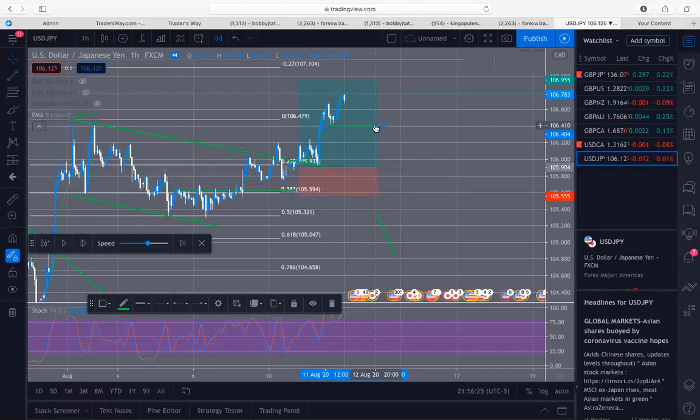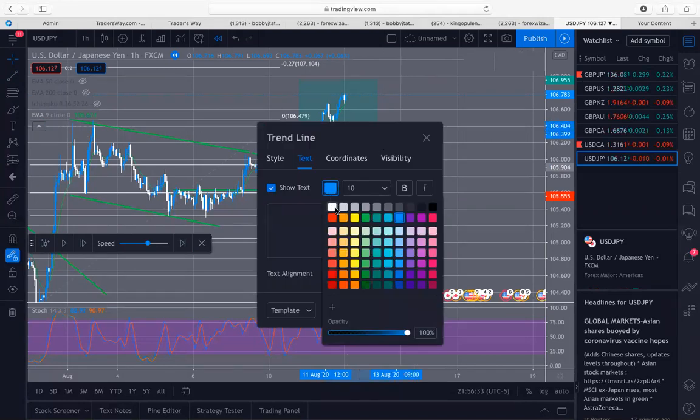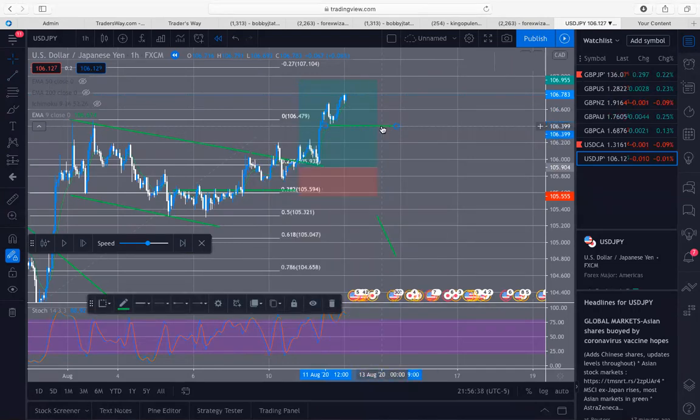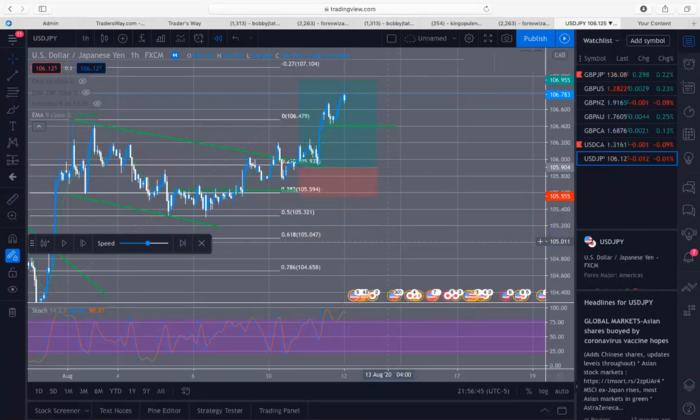Now, what does this do? When you move your stop loss, it's going to secure your profits. You want to make sure that you always secure those profits, right? So you put your stop here, and as the market makes higher lows, you just want to trail that stop loss underneath that higher low on the uptrend.